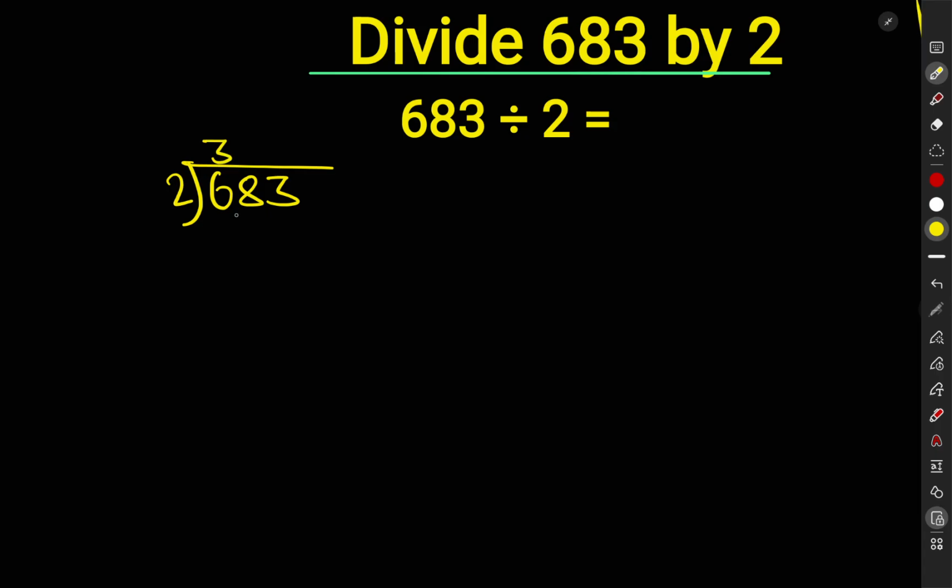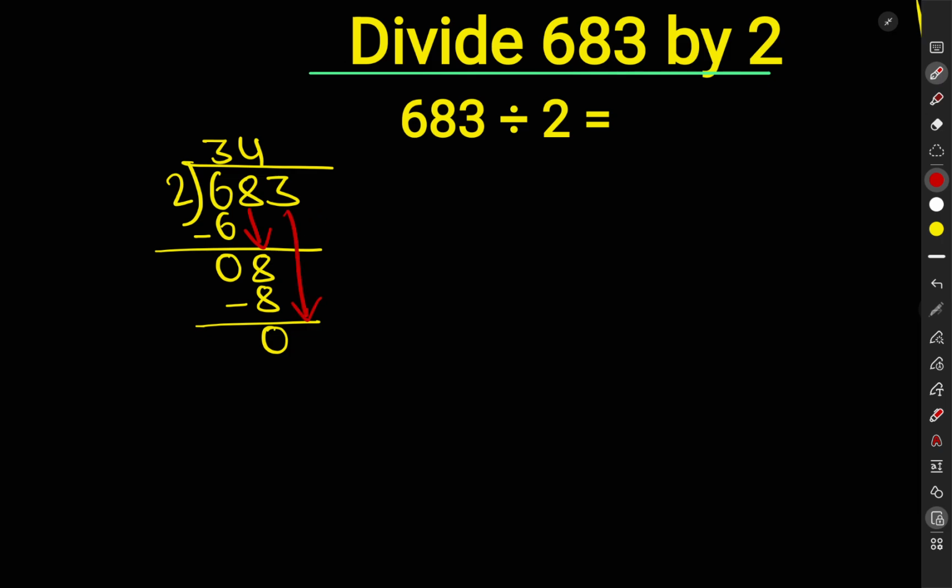So 2 times 3 is 6. On subtracting we get 0. So now we put down this 8, and 2 times 4 is 8. On subtracting it is 0.